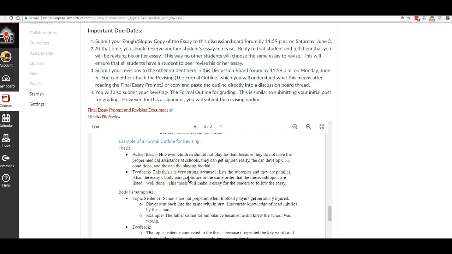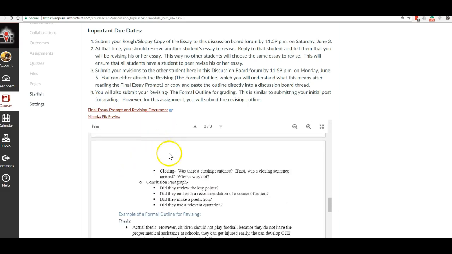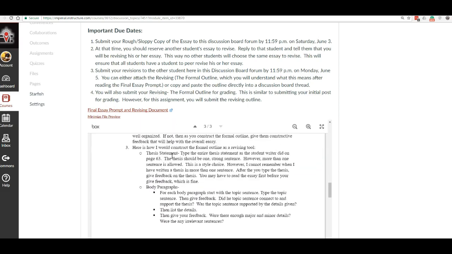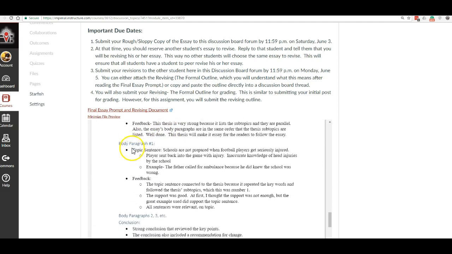Her essay thesis was great. It had parallelism. She covered the subtopics, and she made it in one sentence. You can have a thesis statement in more than one sentence. However, I think it's weaker. And I did put this up above. I have never written a thesis statement in 2 sentences in my whole career of writing. But that's your style choice. Then, after you've done the thesis and given some feedback, again, the instructions here, you can follow them. And then the next is the body paragraph 1. I put her topic sentence.